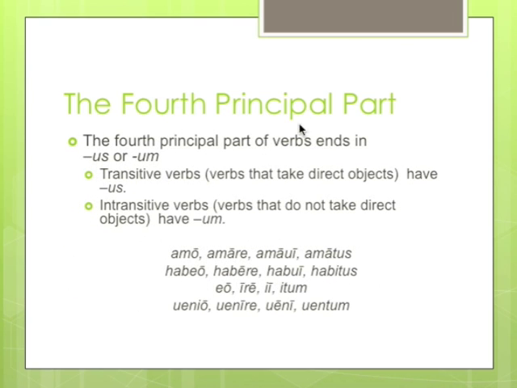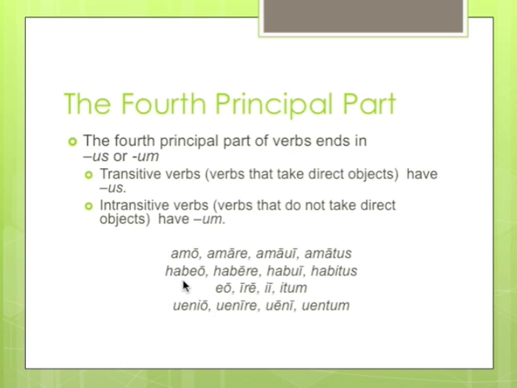One more note about the fourth principal part of verbs, because I know this causes some confusion. The fourth principal part of verbs ends in -us or -um. Transitive verbs, verbs that take direct objects, have -us. Intransitive verbs, verbs that do not take direct objects, have -um. For example, amo, the verb to love, which takes a direct object, I can say te amo, I love you, and use the direct object. Amo goes amo, amare, amavi, amatus. The fourth principal part has a -us.